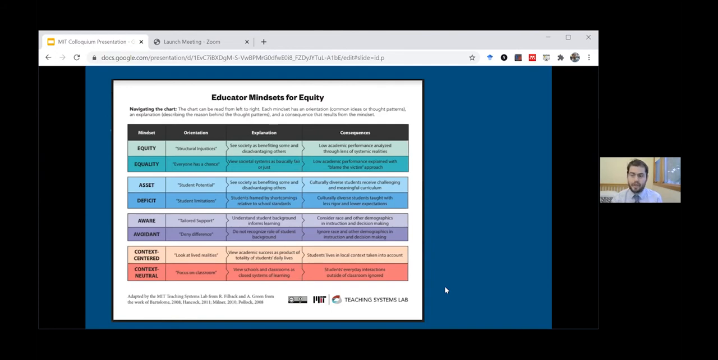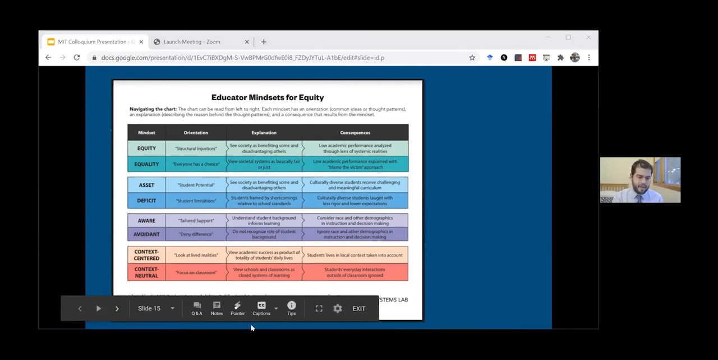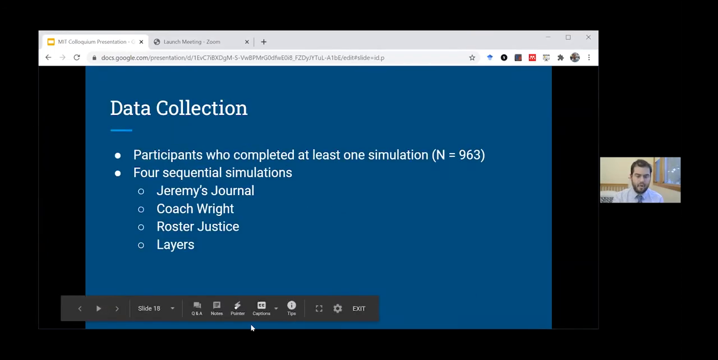And what we want to do is shift people's focus to thinking about, as they make these decisions, how can I act with more of an equity mindset? So in all of our units in the course, each of them was framed around these pairs of mindsets, and there was a simulation attached to each of them. So this is all a setup for the research that we ended up doing.